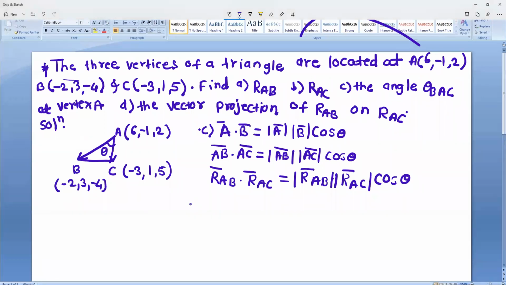Okay. Now what is vector R bar AB? Tell me, what is vector R bar AB? Yes, anyone? Please tell me vector R bar AB.